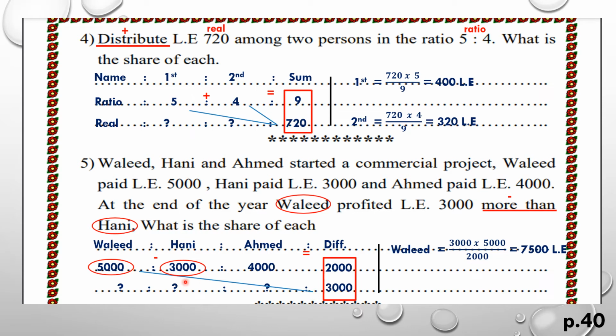Walid: 3,000 times 5,000 over 2,000 equals 7,500. Hani: 3,000 times 3,000 over 2,000 equals 4,500. Ahmed: 3,000 times 4,000 over 2,000 equals 6,000 LE.